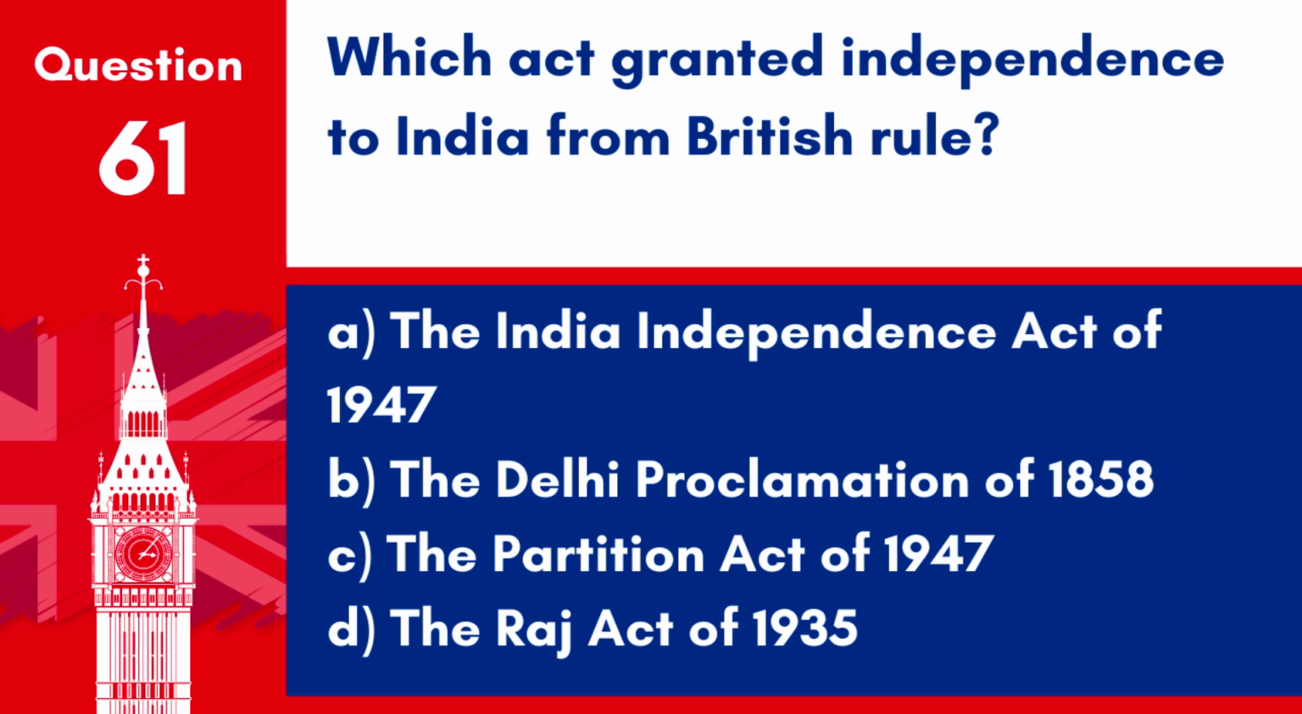Question 61. Which Act granted independence to India from British rule? A. The India Independence Act of 1947. B. The Delhi Proclamation of 1858. C. The Partition Act of 1947. D. The Raj Act of 1935. Answer: A. The India Independence Act of 1947. This act partitioned British India into the two independent dominions of India and Pakistan, effectively granting independence to both nations.